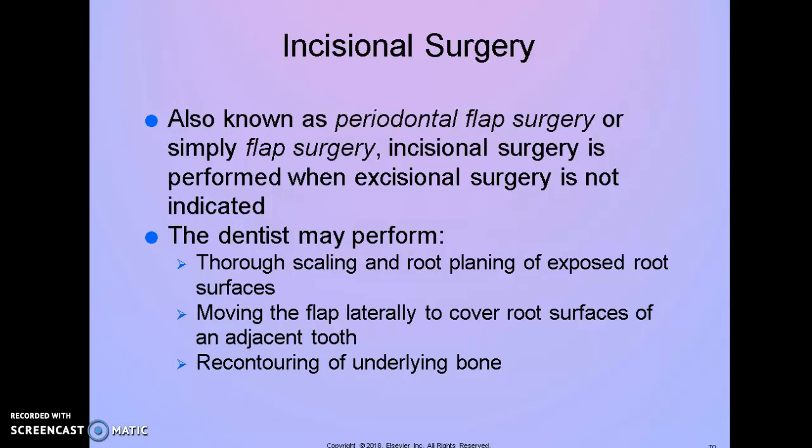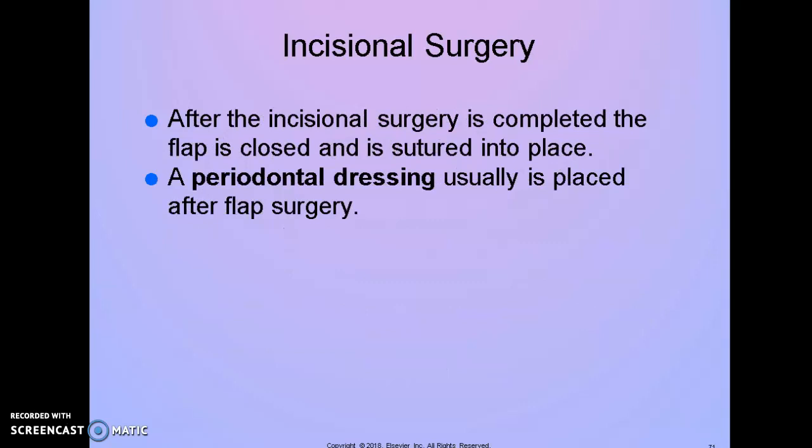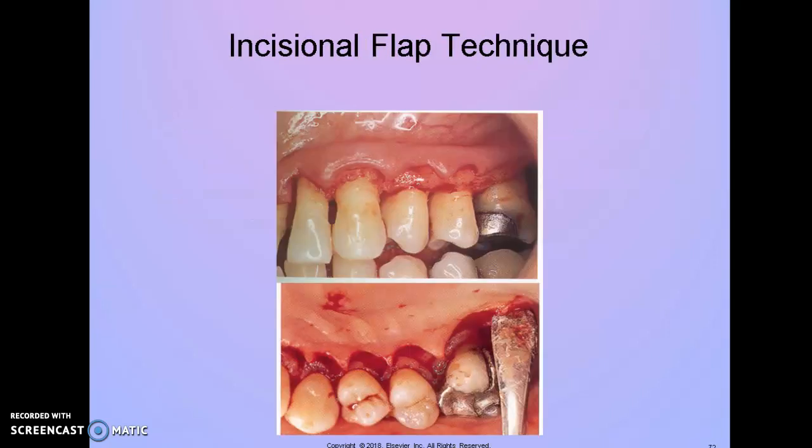It allows the doctor to move the flap sideways or laterally to cover root surfaces of an adjacent tooth, and it also allows the recontouring of underlying bone of the patient. Once the incisional surgery is completed, the flap is then closed and sutured into place, and the periodontal dressing is usually placed after that surgery has been performed.